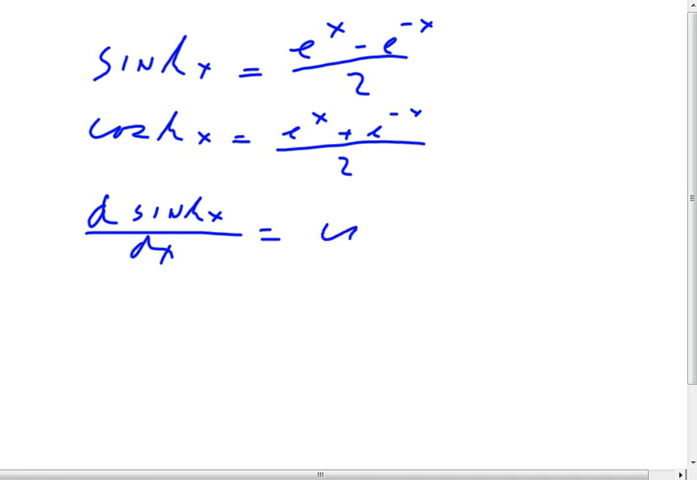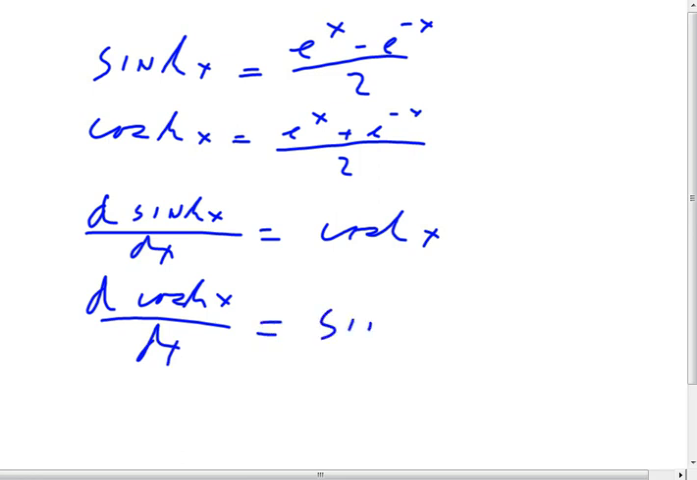Hyperbolic cosine, right? What's the derivative of hyperbolic cosine? Hyperbolic sine. Okay. So your sines and cosines are circular functions. Same thing is true of the hyperbolic sine and hyperbolic cosine. They go back to each other too.